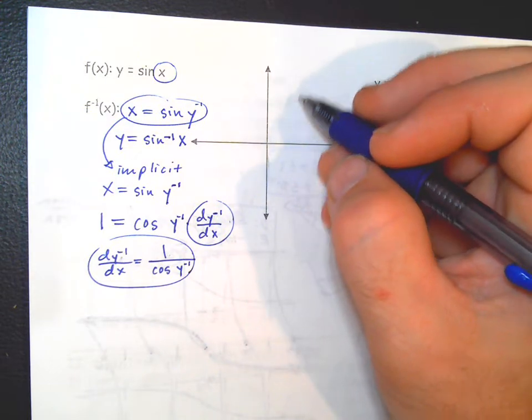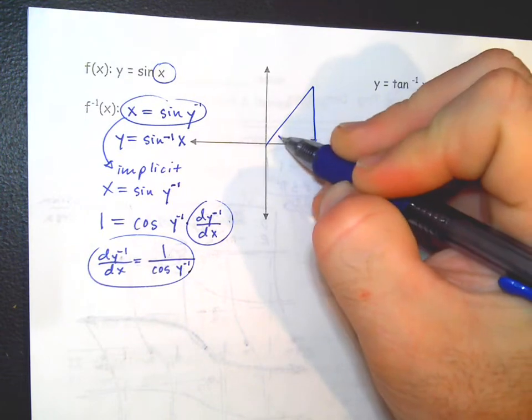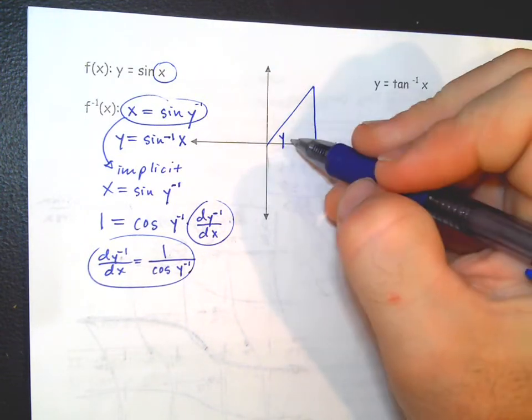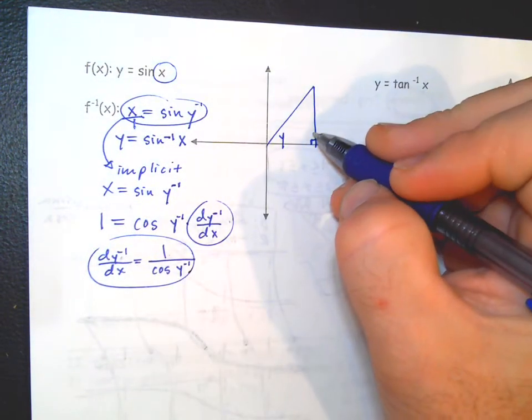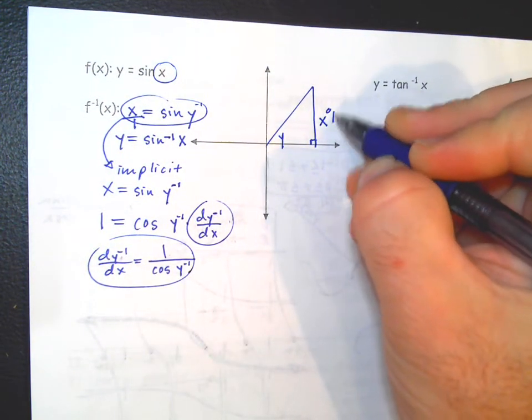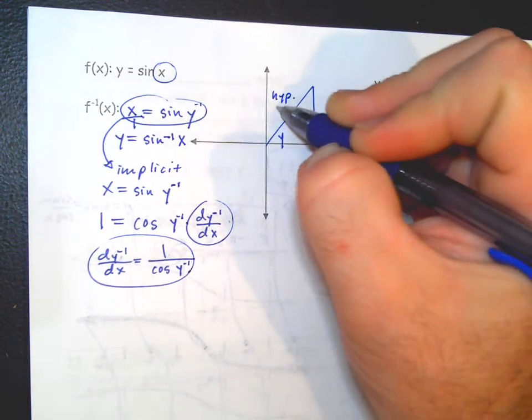So if we draw a triangle here, this is y. That's the angle y. That's the new angle y. Sine is opposite over hypotenuse. So this would have to be x. This is the opposite side. And the hypotenuse would have to be 1.